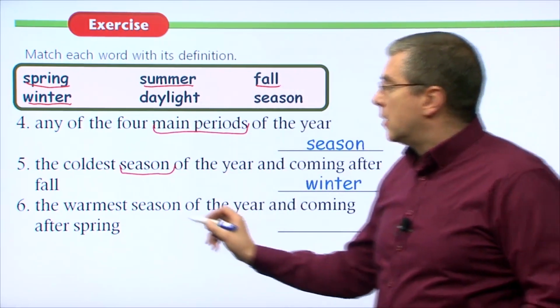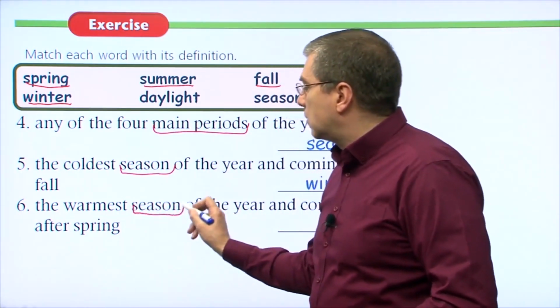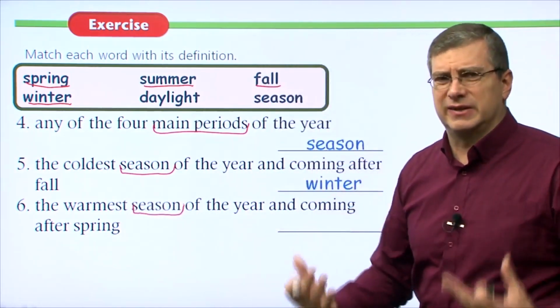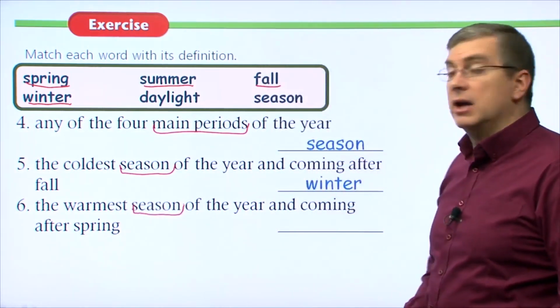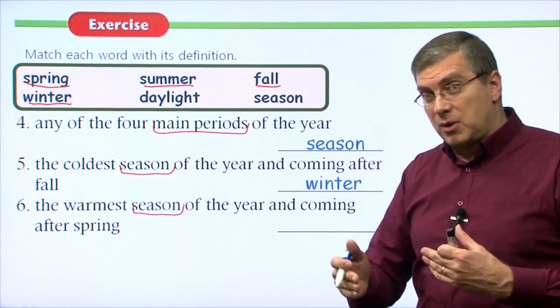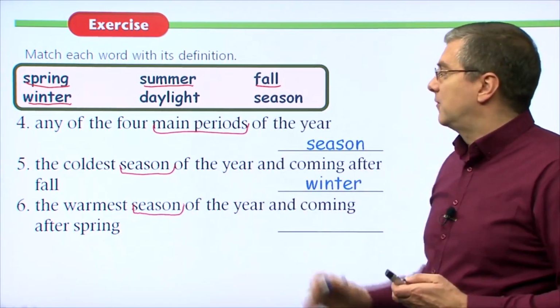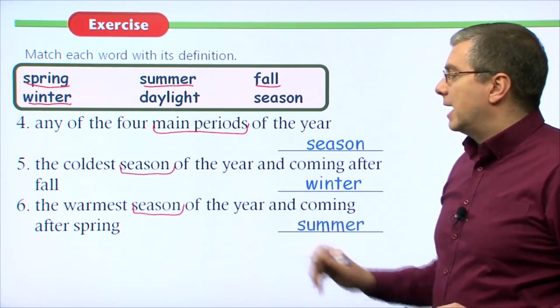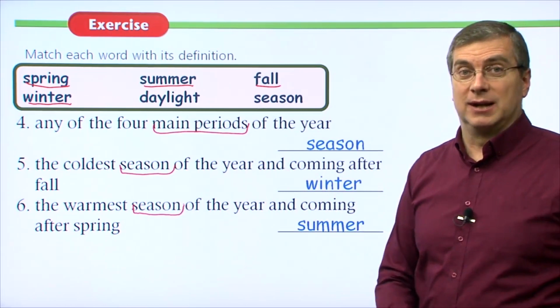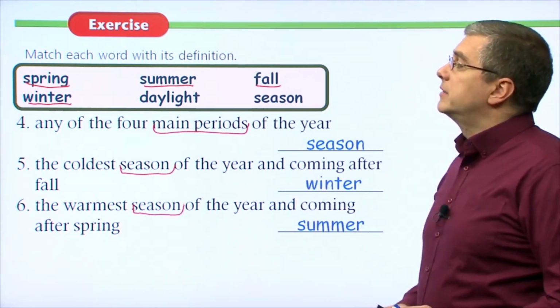Finally, number 6, the warmest season. So again, we're looking for season and we're looking for warmest, the hottest season of the year, and it comes after spring. So spring, summer, fall, winter. So we're looking for summer here, right? And that is the warmest season of the year. It comes after spring. Okay, so that's our words.